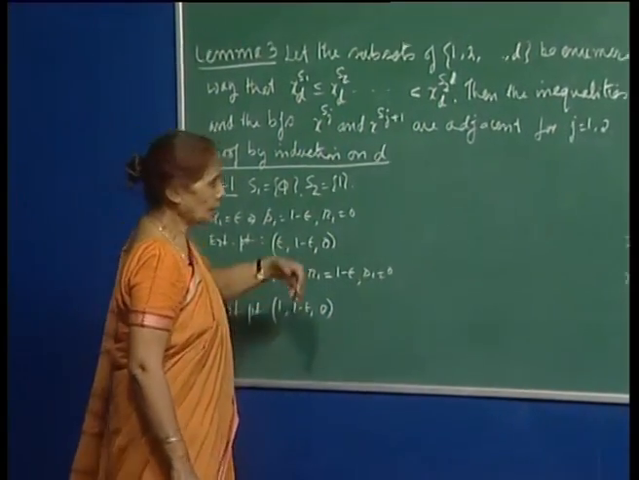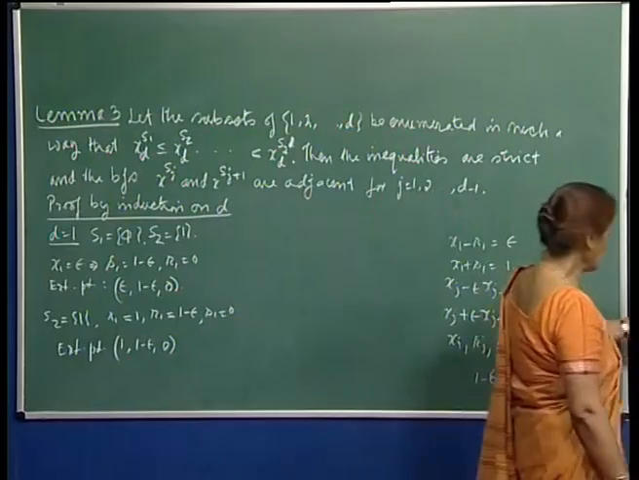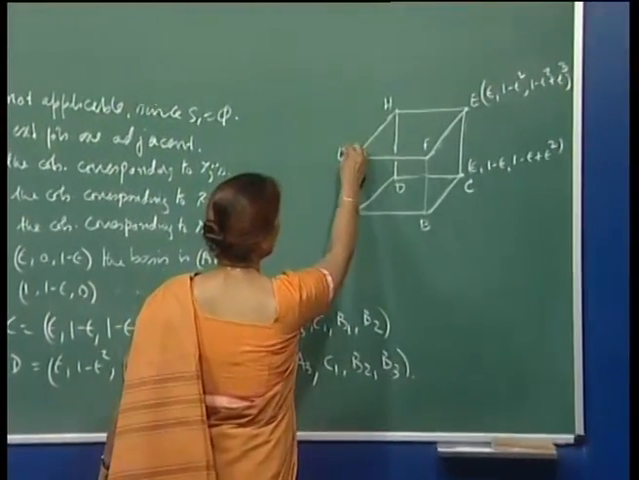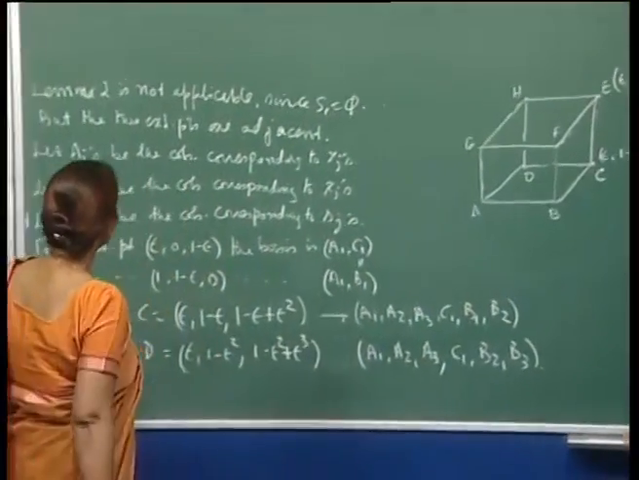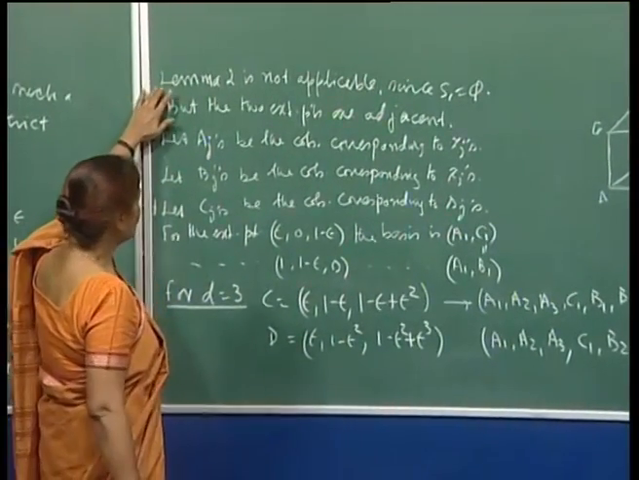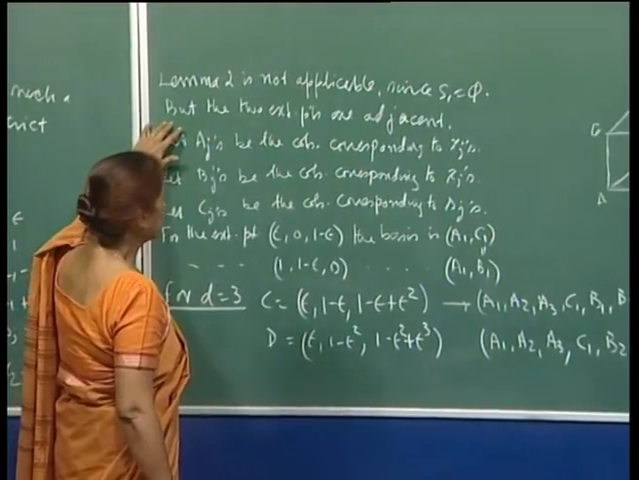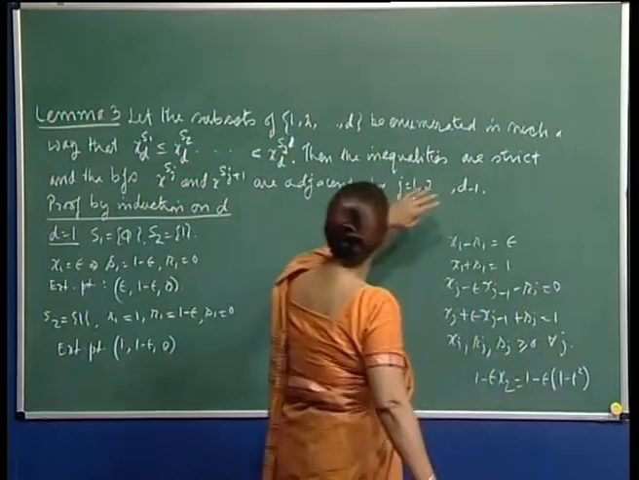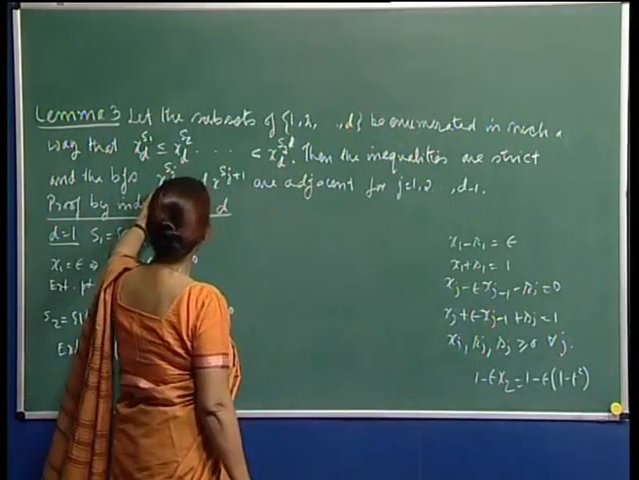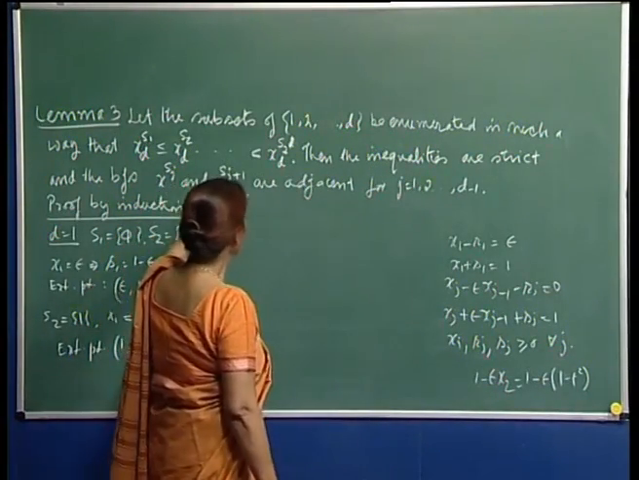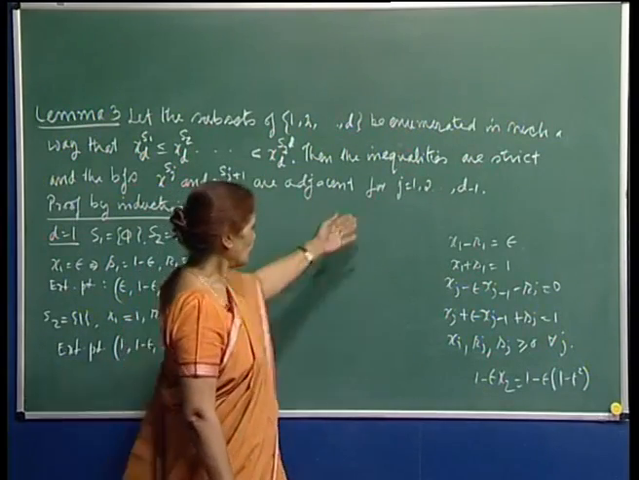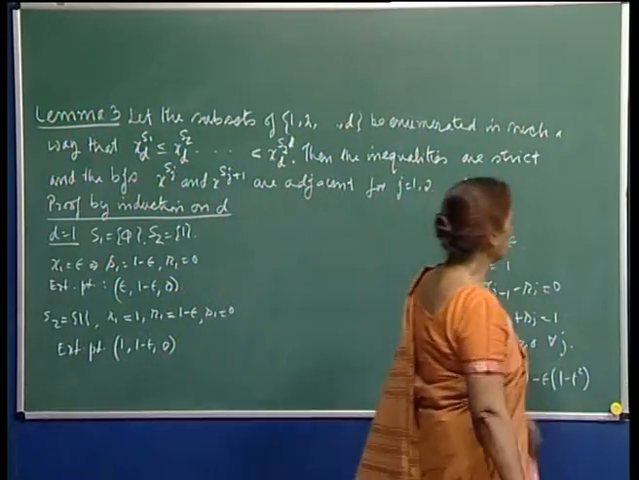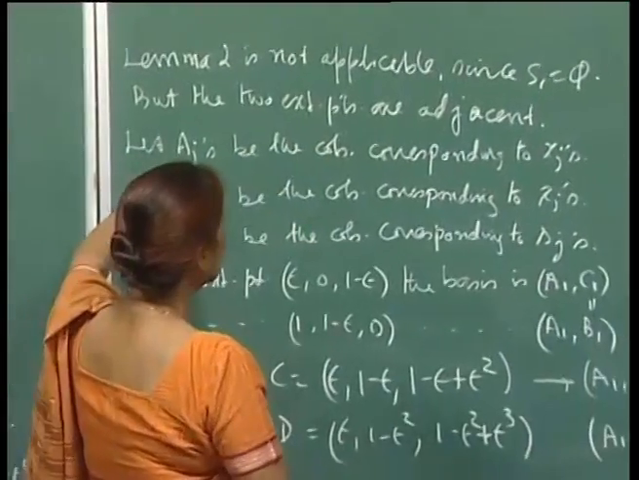So now let us go to D equal to 3, for example, and this is the perturbed cube that we have been looking at. But before that, I want to show you that the two extreme points are adjacent. That part we still have to show, because then the inequalities are strict, and the basic feasible solutions X_{S_j} and X_{S_{j+1}} are adjacent for j varying from 1 to d minus 1. So the two extreme points are adjacent.